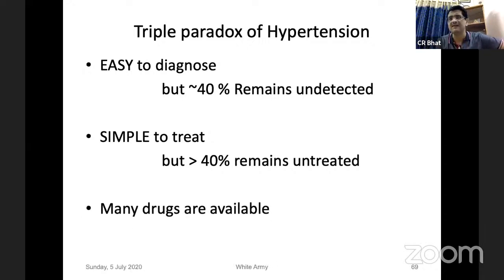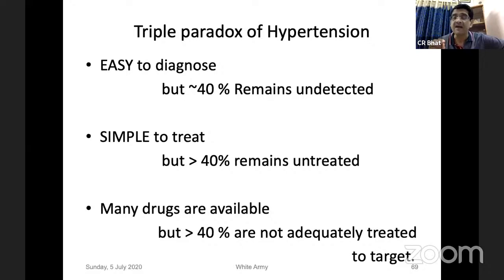Many drugs are available. We have many drugs, but still, only a small chunk, maybe 1/3 or 1/2 of the patients, may be willing to take the medication. In spite of using the drugs, 40% are not adequately controlled to the target. We know what the target is: less than 140 by 90 millimeters of mercury, in spite of using the drug. So there is a triple paradox.